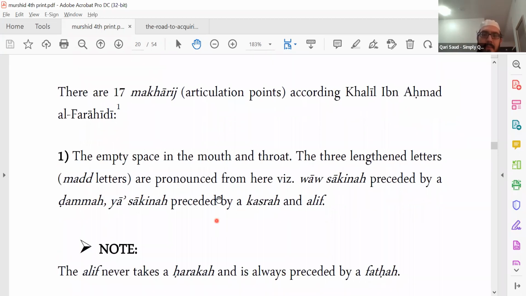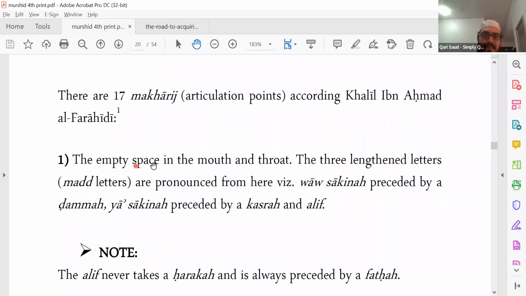Okay. Makhraj number 1, the empty space in the mouth and throat. The 3 lengthened letters, that is the mad letters, are pronounced from here. So we have waw sakina preceded by dhamma, ya sakina preceded by kasra, and alif. So the 3 stretched letters, a, u, e.